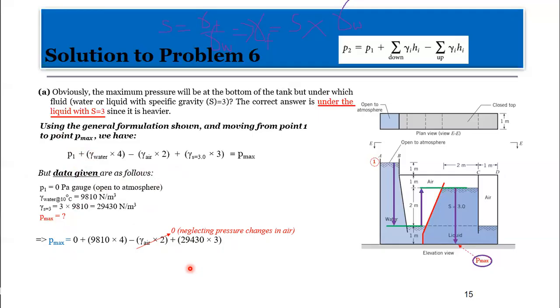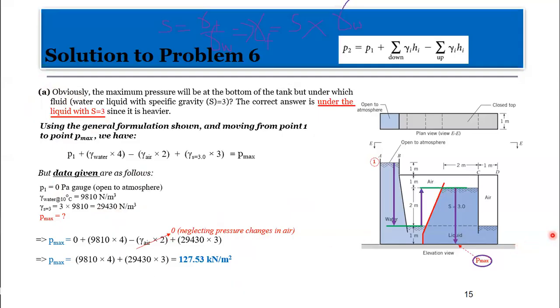It's just some small value compared to the pressures of the other liquids. Okay, good. So at the end of the day, we have this, and when we simplify, we have 127.53 kilonewton per square meter, which is actually kilopascal. Okay, good. So now we are saying that this is answering Part A of the question.